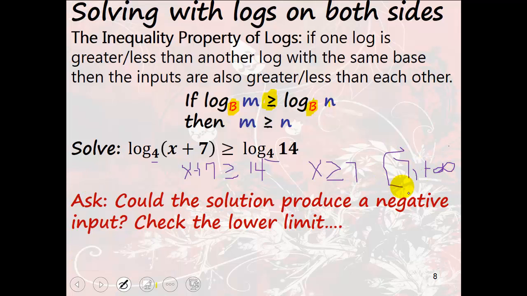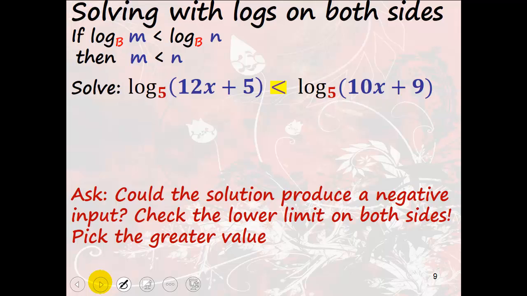And that's a bracket, and that's a parenthesis. Okay, so just check your lower limit. The lower limit are any of the inputs. So x plus 7 has to be bigger than 0, so x has to be bigger than negative 7. Are my solutions bigger than negative 7? Yep, so I'm good to go. I don't have to restrict my domain.